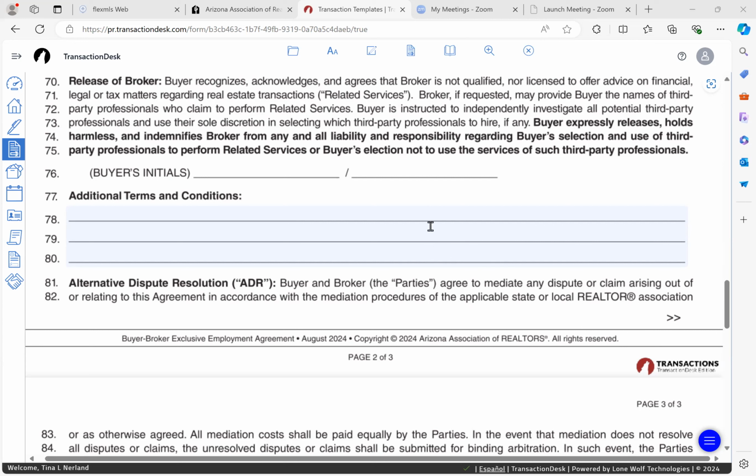This actually would be a great place to put that the buyer has instructed the buyer's agent to not show them homes that are not offering compensation to be paid by the seller or the seller's agent.